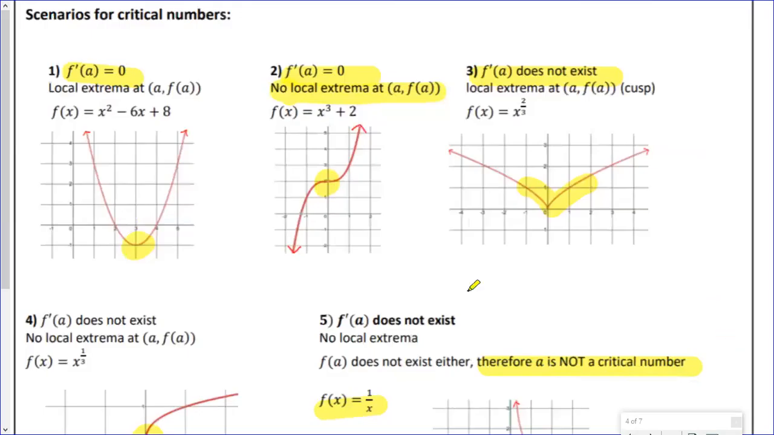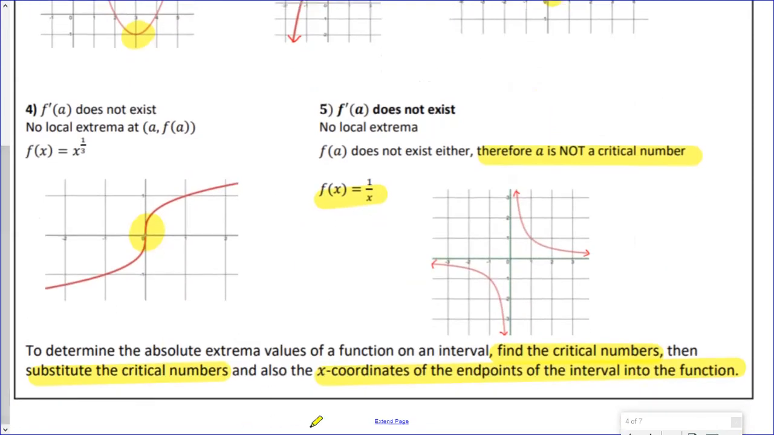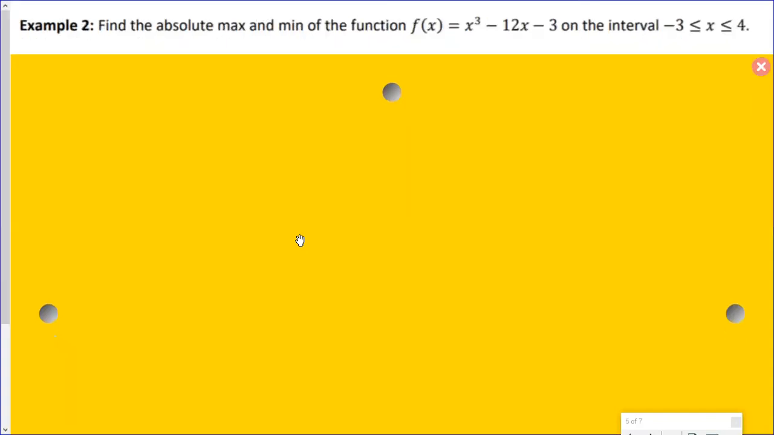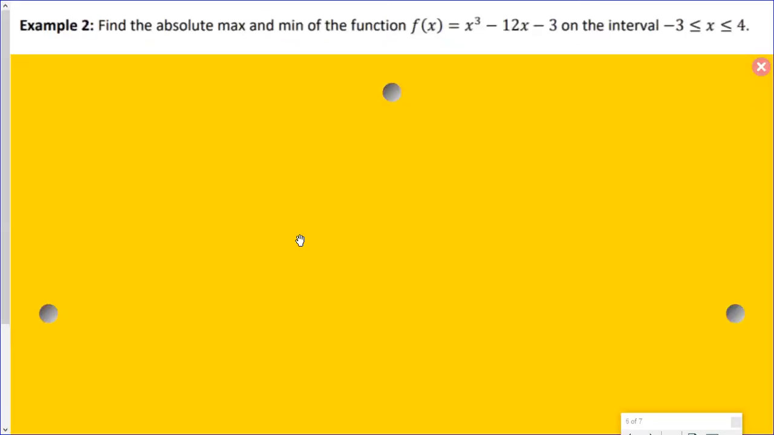Okay, so this slide has an example. I think Mr. Bullock forgot to include this. Let's see. We have the cylinder. Oh no, it's just a little bit mixed up. Okay, no problem here. We'll start with example 2.